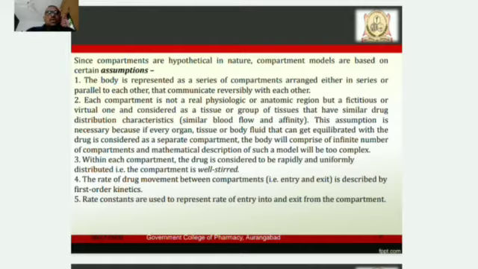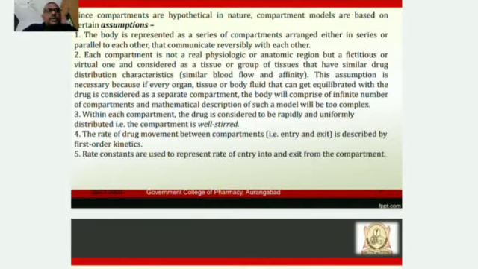Each compartment is not a real physiological or anatomic region, but a fictitious or virtual one, and is considered as a tissue or a group of tissues that have a similar drug distribution characteristic, that is a similar blood flow and affinity. This assumption is necessary because if every organ, tissue or body fluid that can get equilibrated with the drug is considered as a separate compartment, the body will be comprised of infinite numbers of compartments, and the mathematical description of such a model will be too complex.